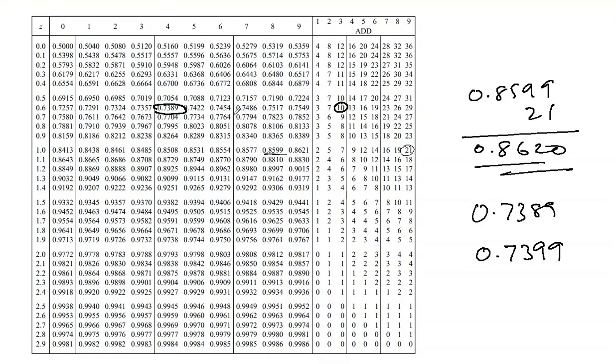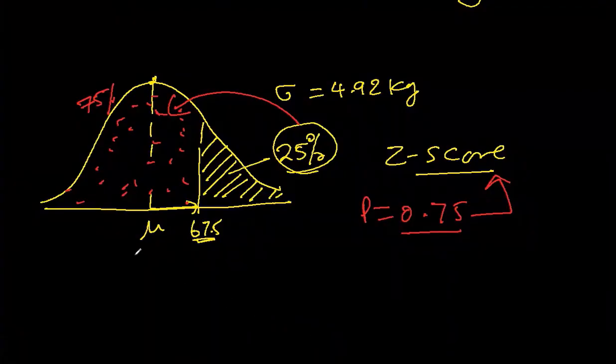0.75, 0.7486. Can you see here? So it is 0.6 and 7. So our Z score is 0.67 and we need 14 more to make it 75%. So it's almost here. 13 is here, so we can make it 4. Okay, 0.674, and now we'll use this Z score to find the mean.